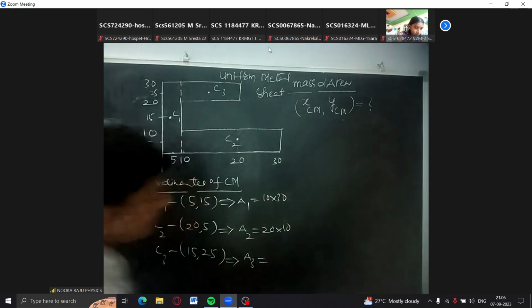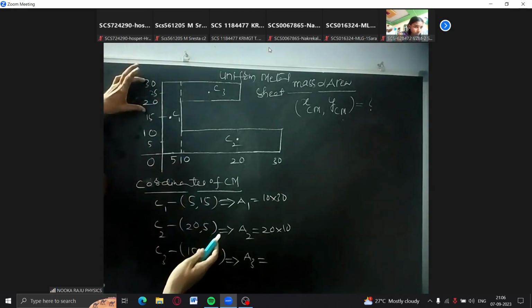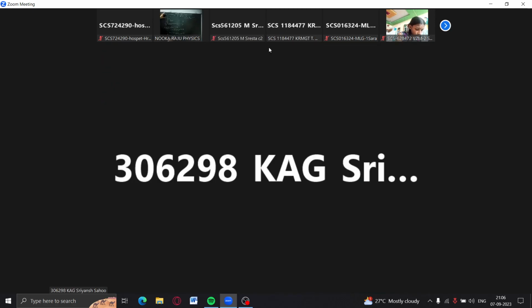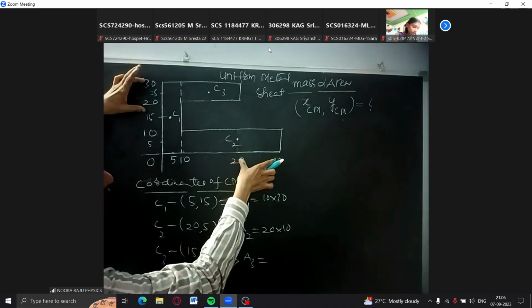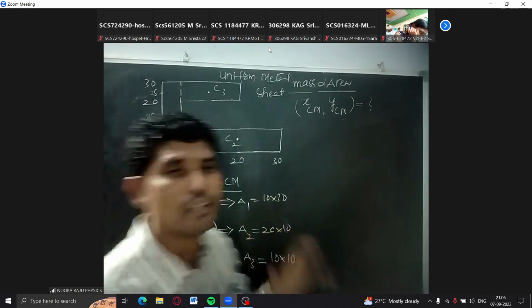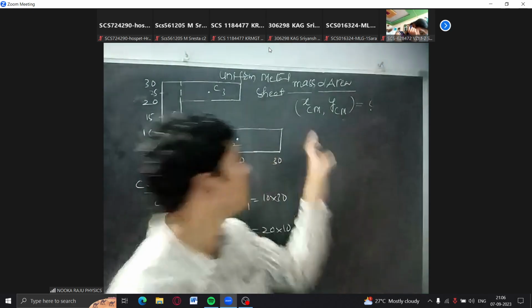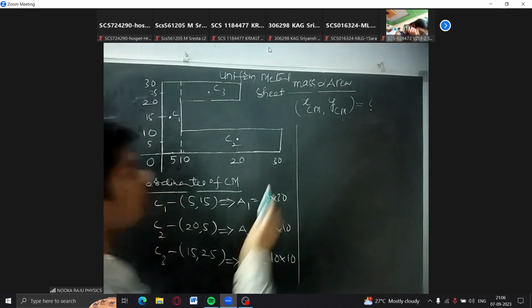A3. What about the A3 value? What is the difference? 30 minus 20, that is 10, and 10, and what is the remaining part? 10. 10 into 10. Okay, now these are the values of area of the given metal sheet. So then go for XCM and YCM.